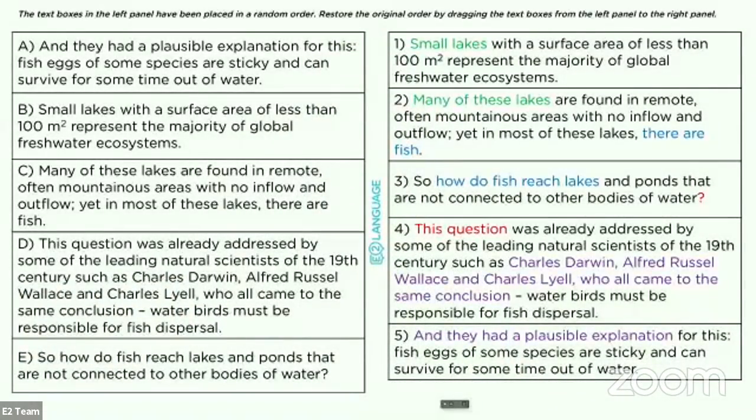Many of these lakes are found in remote, often mountainous areas with no inflow and outflow. Yet in most of these lakes, there are fish. So how do fish reach lakes and ponds that are not connected to other bodies of water? This question was already addressed by some of the leading natural scientists of the 19th century, such as Charles Darwin, Alfred Russel Wallace, and Charles Lyell, who all came to the same conclusion. Water birds must be responsible for fish dispersal, and they had a plausible explanation for this. Fish eggs of some species are sticky and can survive for some time out of water. That is the correct answer order there. Please put a smiley face into the chat if you got that correct.